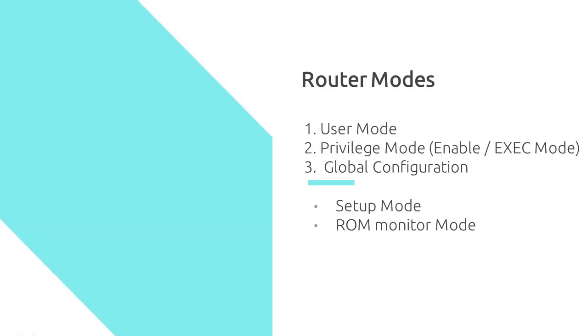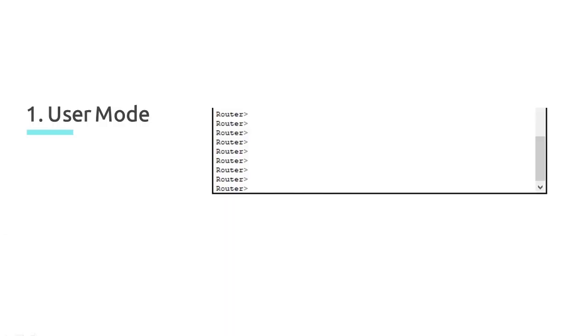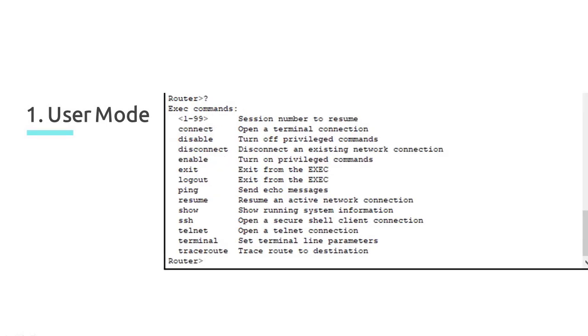Modes in the routers. Mainly there are 3 modes: user mode; privilege mode, also known as enable mode and EXEC mode; global configuration mode. Also, setup mode and ROM monitor mode. User mode is shown by this command prompt. Only a few commands can be given in this mode. By the question mark, we show the help command. Here it shows the commands that can be given in the user mode.